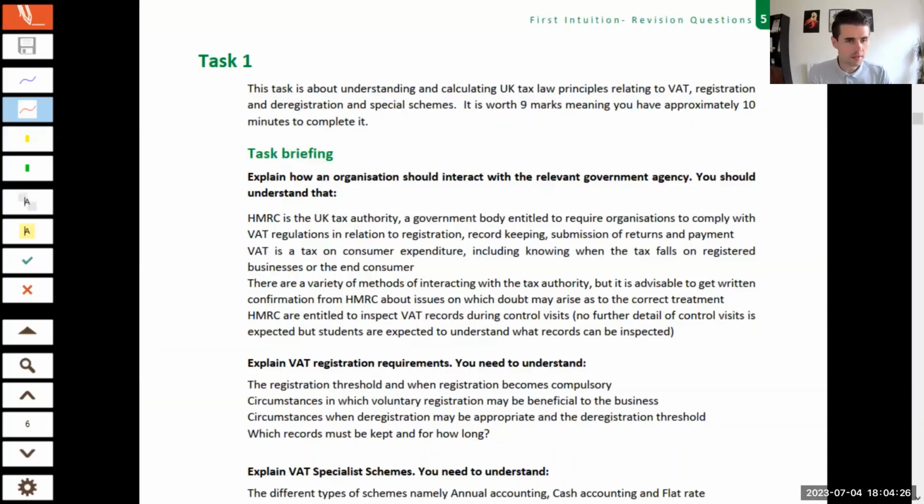Excellent. So the recording for this Tax Processes for Business revision session is now underway. In tonight's session, we're going to be taking a look at tasks 1, 2, and 3 respectively. So let's start at the beginning, shall we?